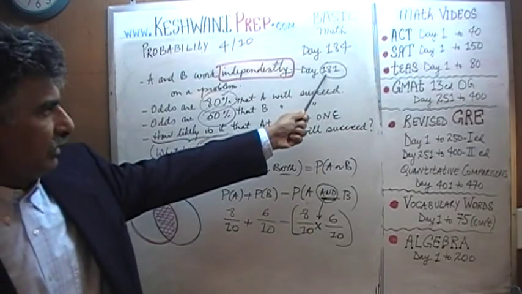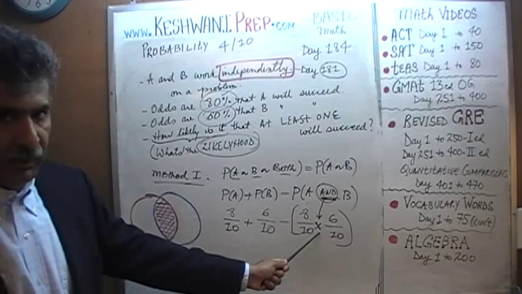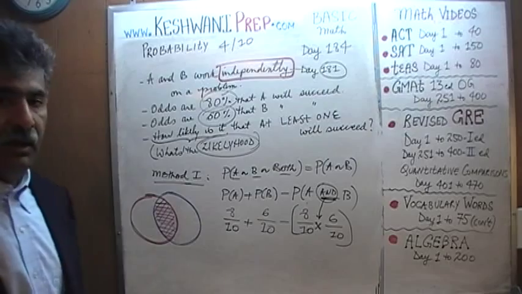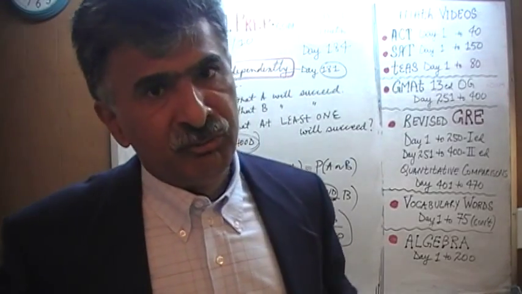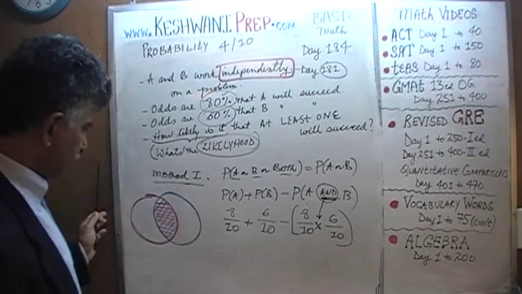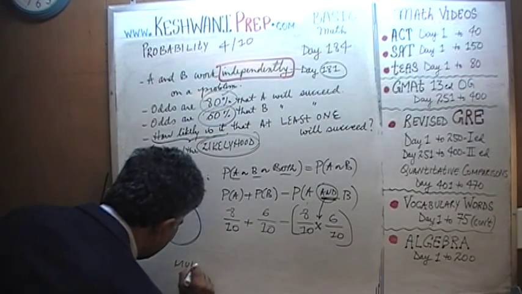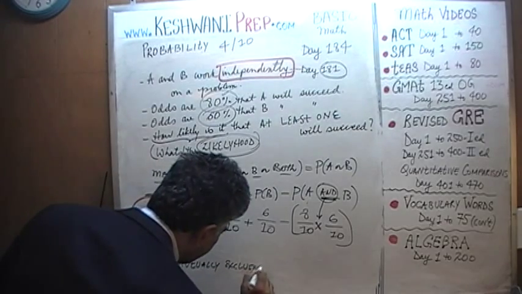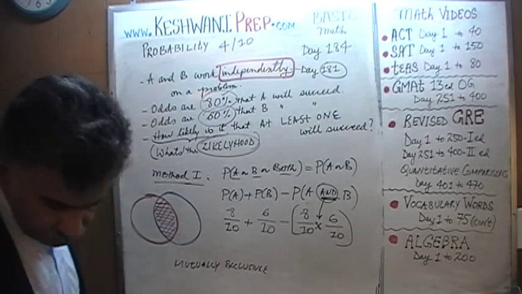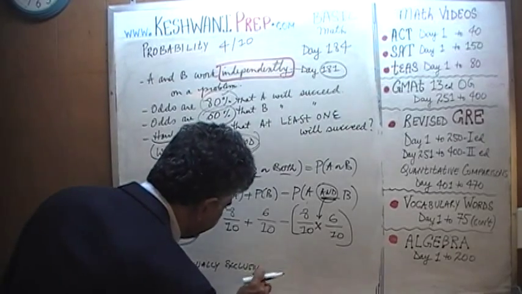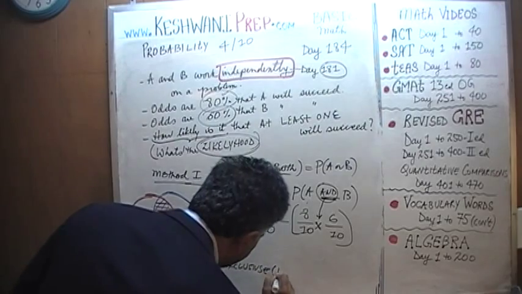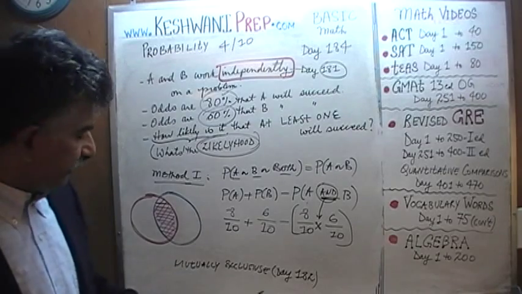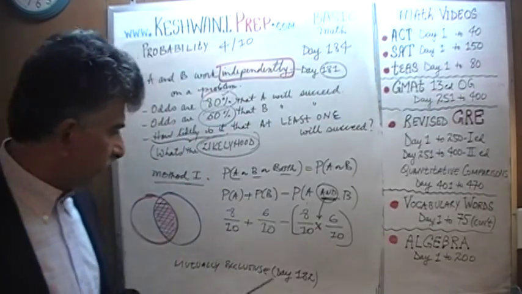If this part is giving you trouble, this is something we talked about in day number 181 and day number 1. Actually, I think this was day number 82. The reason why it is like this is because the events are what is known as mutually exclusive. These two events are mutually exclusive. Let me spell it. This is something we discussed on day number 182, the notion of two events being mutually exclusive. Anyway, let's finish it up.